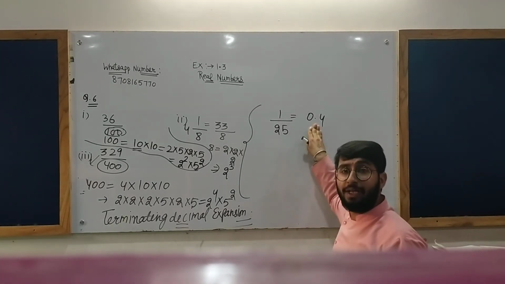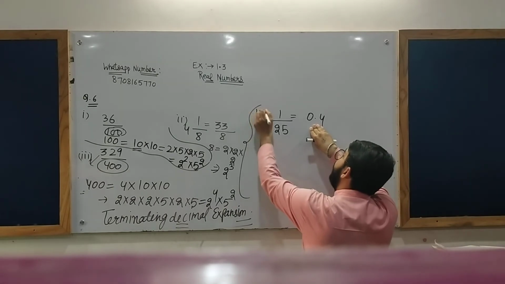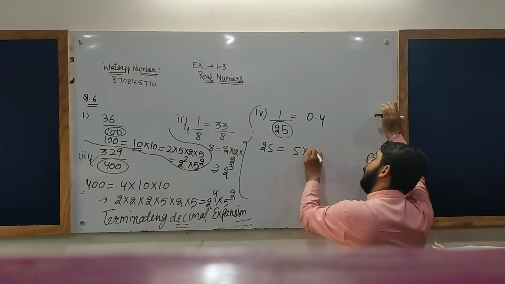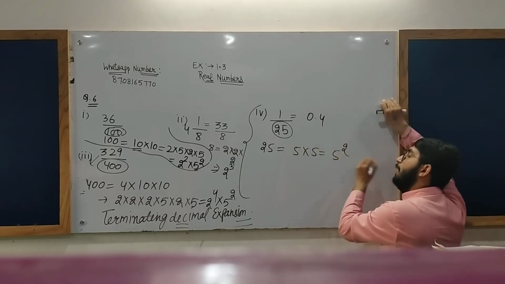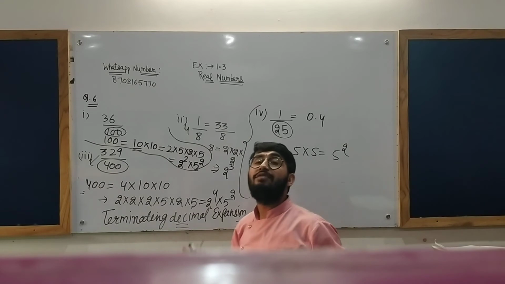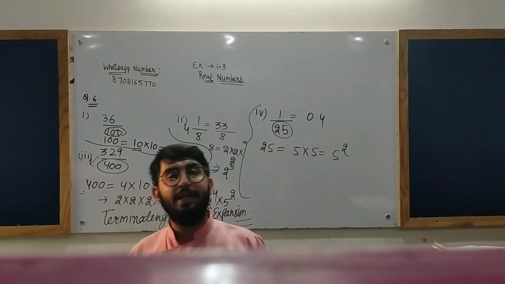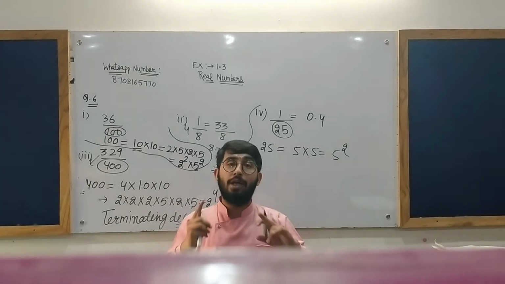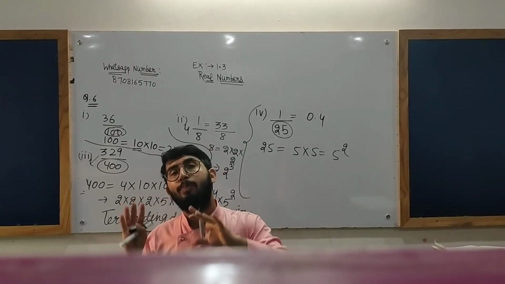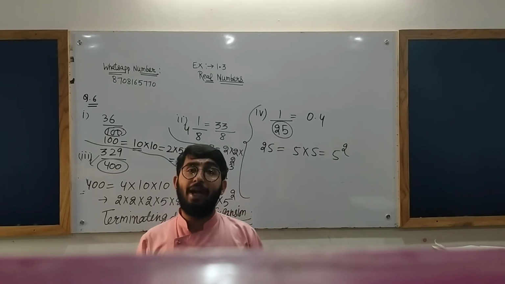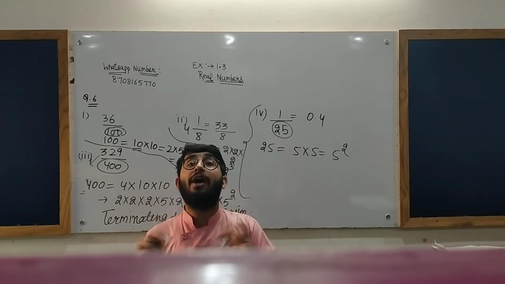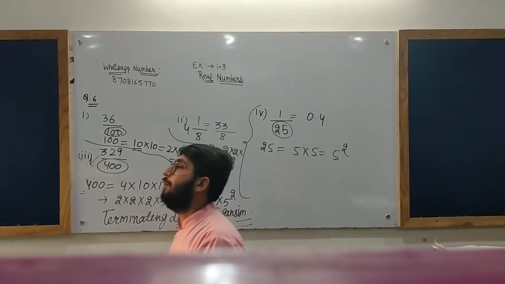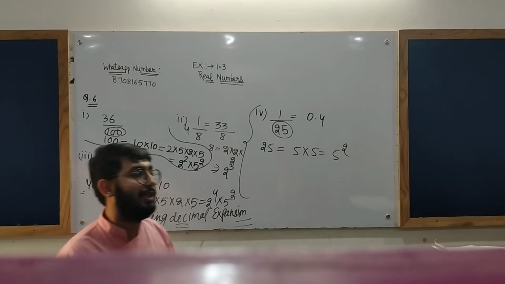It is also terminating. But the prime factorization of the denominator contains only 5, how many times? 2 times. So what do we observe? If the rational number has a terminating decimal expansion, then the denominator must have either 2 or 5 or both as prime factors, but not any other than 2 or 5. Getting my point? What is the condition for the rational number to have a terminating decimal expansion?